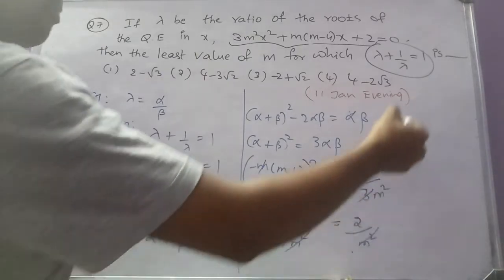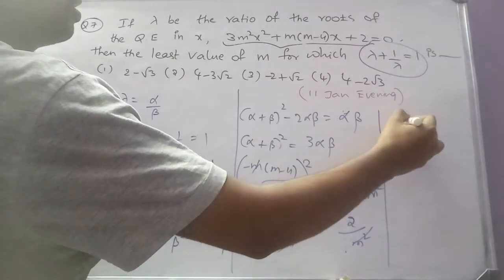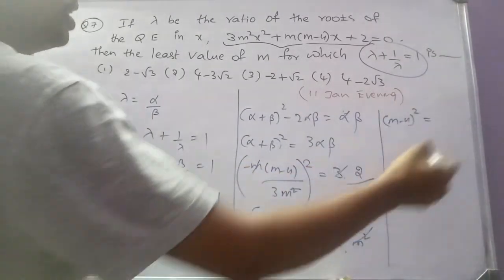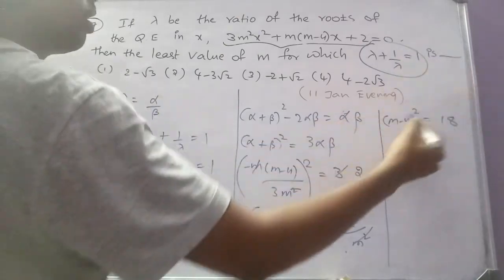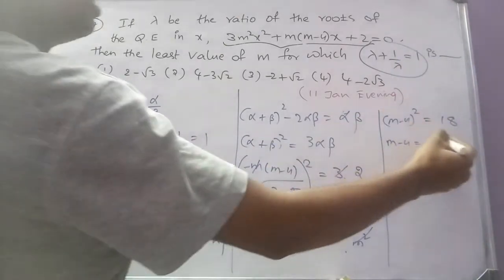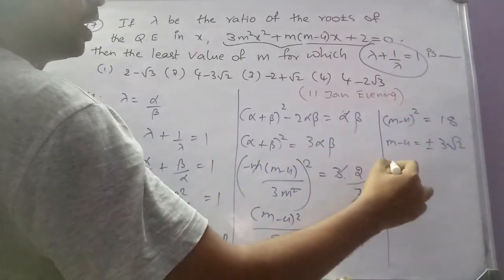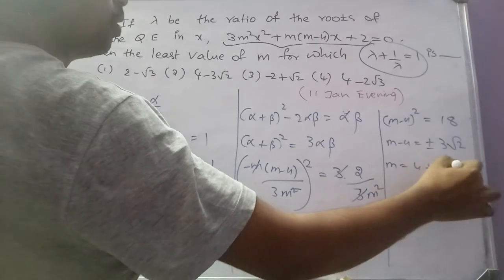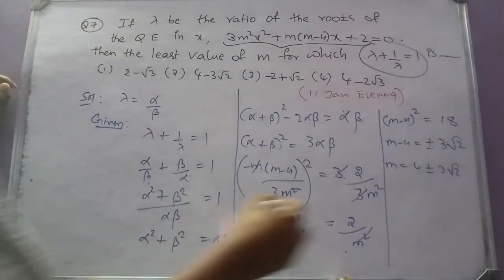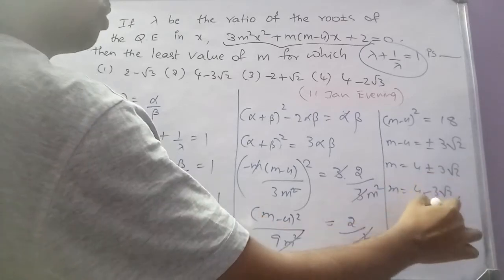Then cross multiply. So m minus 4 whole square is equal to 9 twos are 18. And if you take the square to the right side, it will become plus or minus root 18. Root 18 is 3 root 2. And take minus 4 to the right side, you will get 4 plus or minus 3 root 2. There are two possible values of m. It can be 4 minus 3 root 2 and it can be 4 plus 3 root 2.